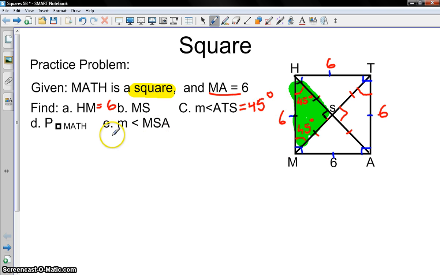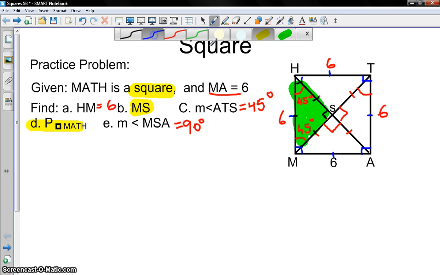Now the other one says measure of MSA, which is this one right here. Well, if those two are 90, this has to be 90 as well, because diagonals in a square are perpendicular, so that's going to be a 90-degree angle. The only things that I didn't find yet are what's MS and what's the perimeter. Those two things I'm going to have to find out.